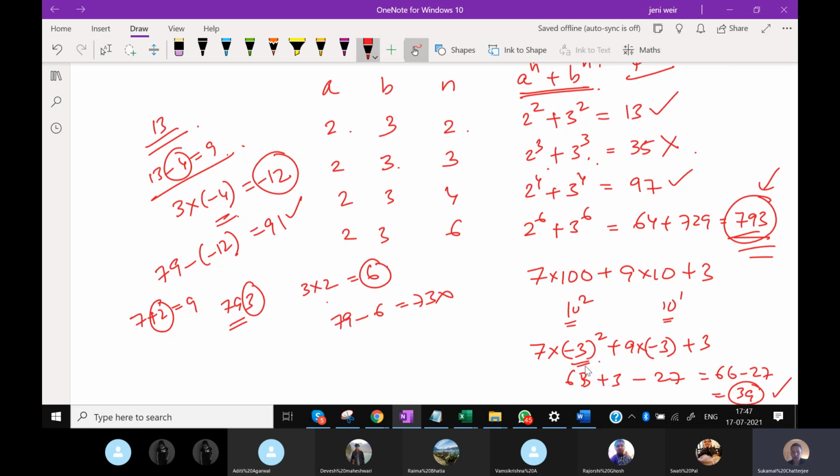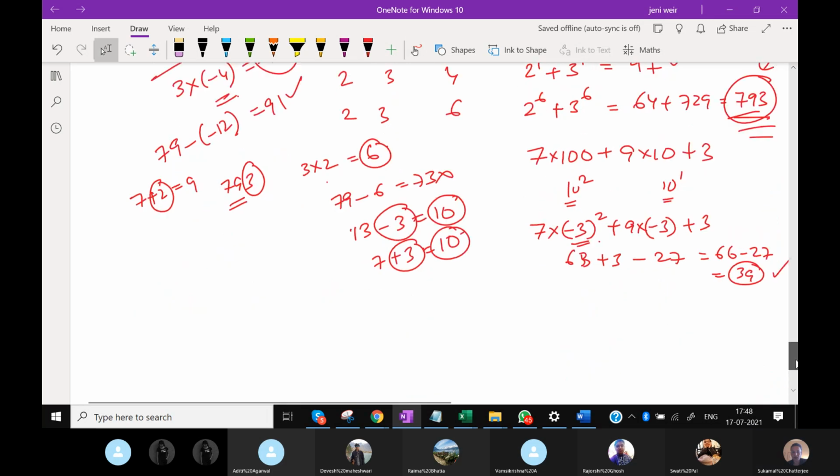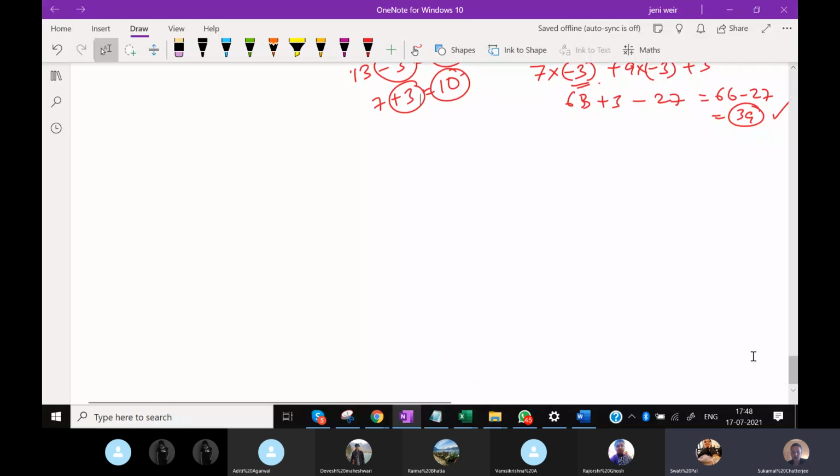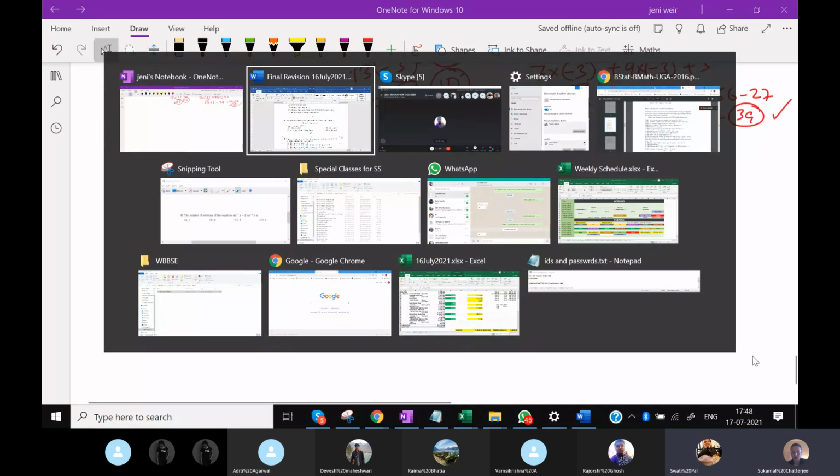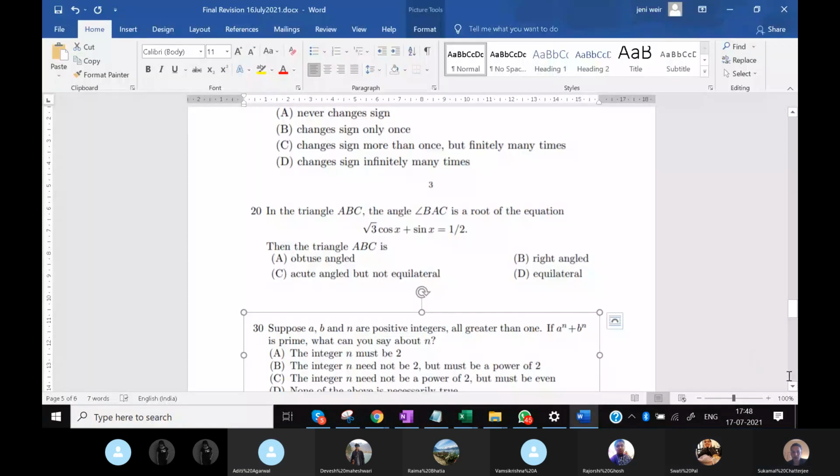Now, the reason you change the base to minus 3 is because 13 minus 3 is 10. So when you're testing for divisibility by 13, you change the base from 10 to minus 3. Similarly, when you test for 7, 7 plus 3 is 10, so change the base from 10 to plus 3. Understood? Yes, sir. And this applies for any number.